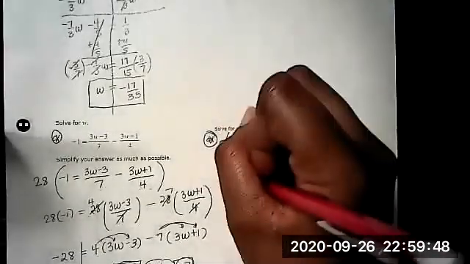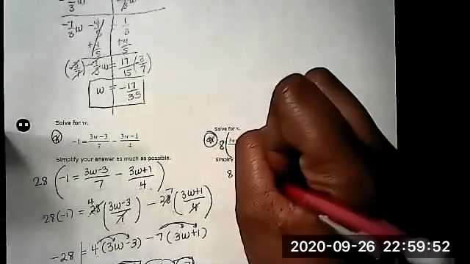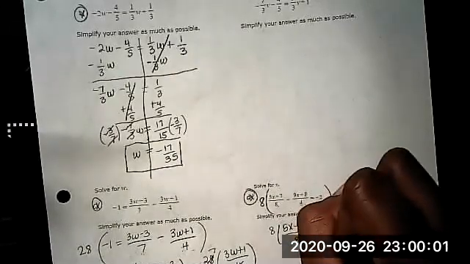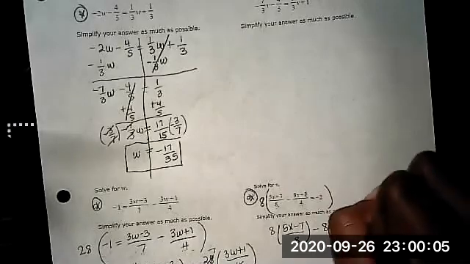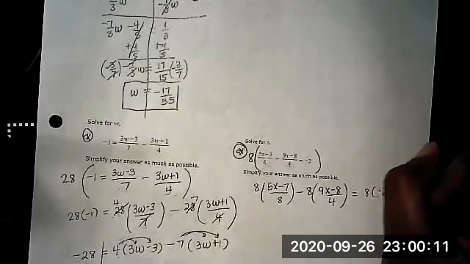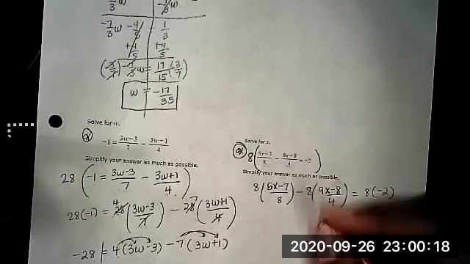So what I'm doing is multiplying 8 times 5x minus 7. And then 8 times this situation, 9x minus 8. And then 8 also times -2. Don't forget that. Every single solitary term has to be multiplied by 8.